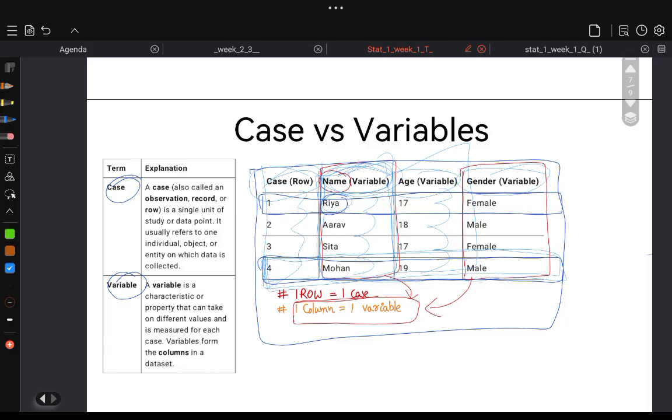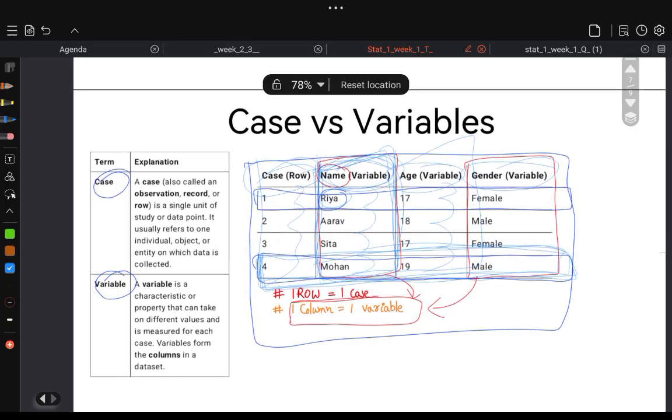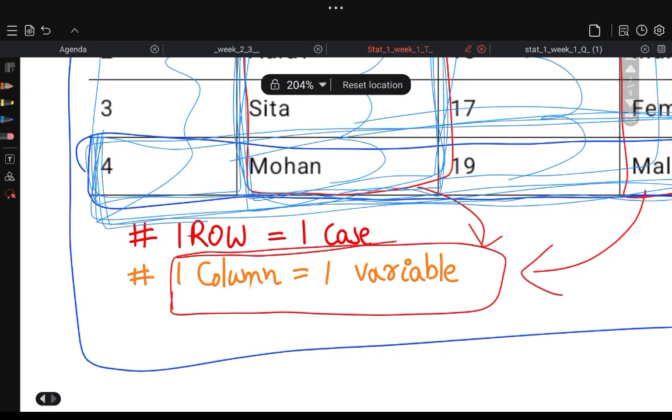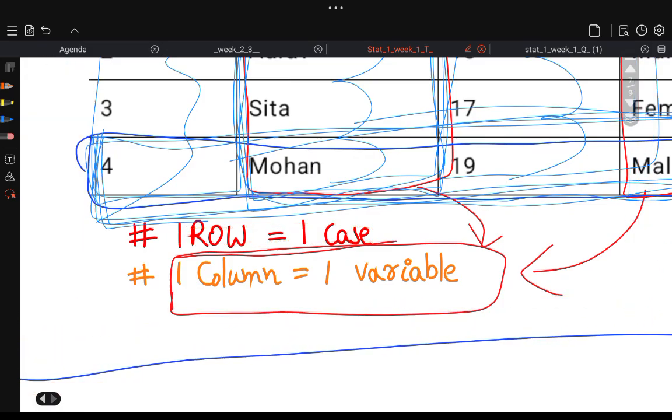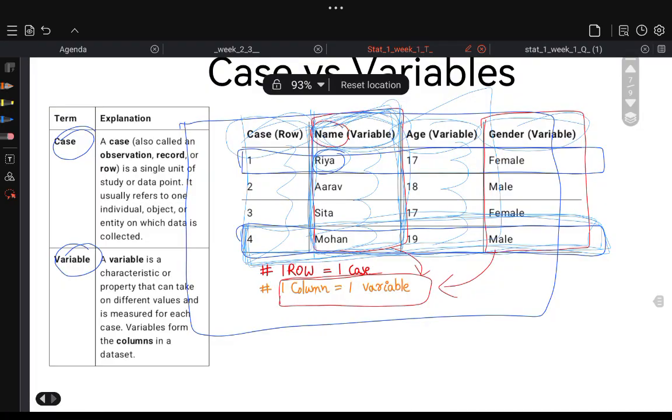For every case there is a row, not a column. For every variable there is a column, like for name, age, etc. In each column there will be multiple constant values, but for each case, for each observation, like Mohan is an observation, for each observation there will be a different row. So we can conclude that one row is equal to one case. See, one row is equal to one case, whereas one column is equal to one variable, right? So we can erase these things.